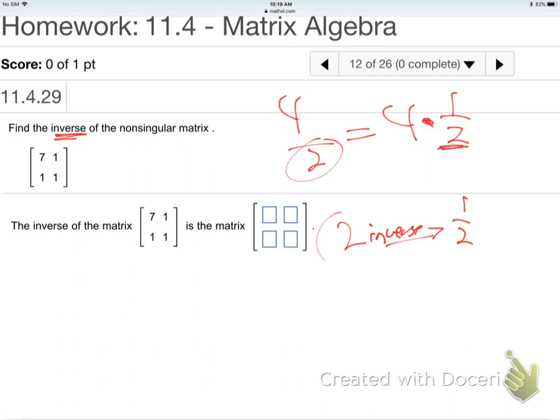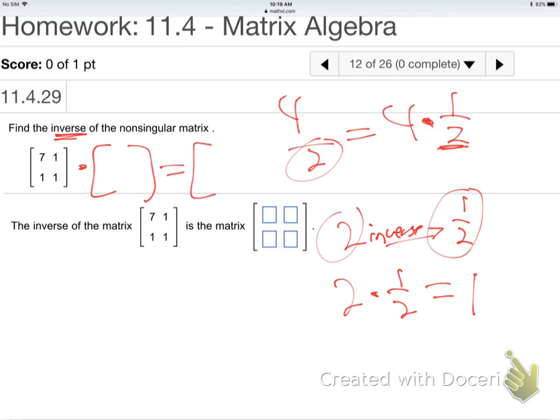Well, 2 and 1/2 are inverses because if you times them together, what do you get? The identity element, 1. Two things are inverses if you multiply them and you get back to 1. That's what it means to be an inverse, the thing that brings you back to 1. So when I ask, what's the inverse of this matrix? I'm really asking, what matrix can I put here and I'll get back the big 1?